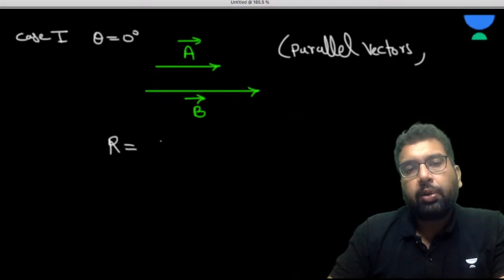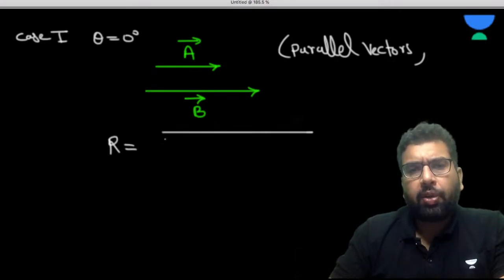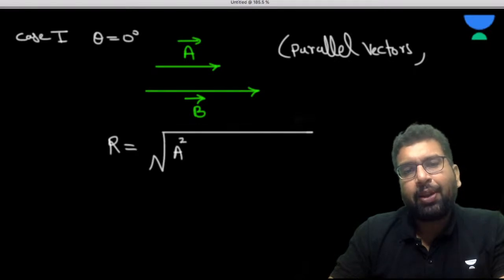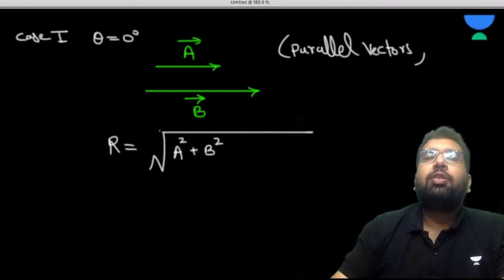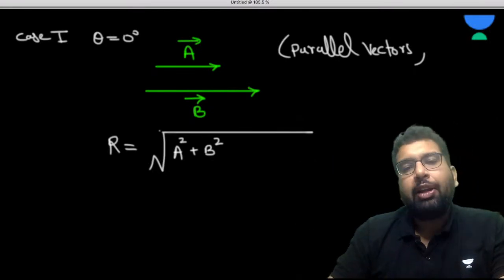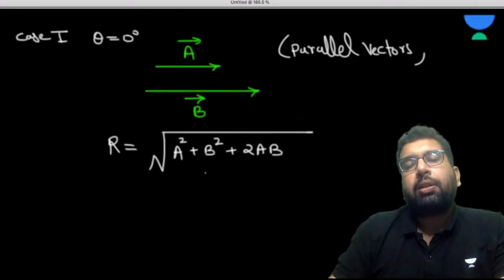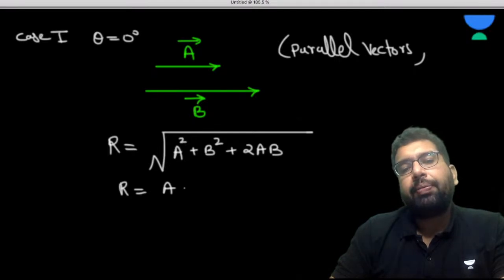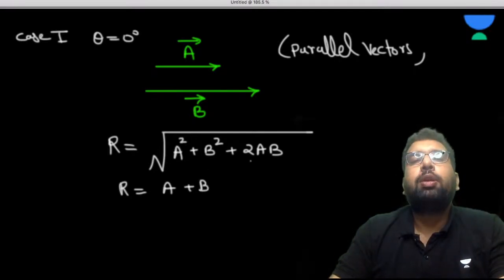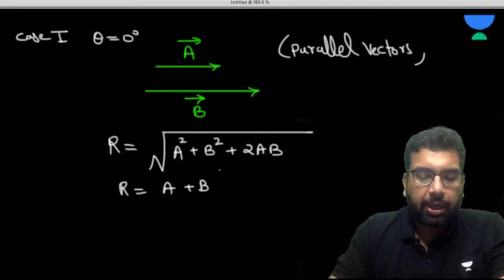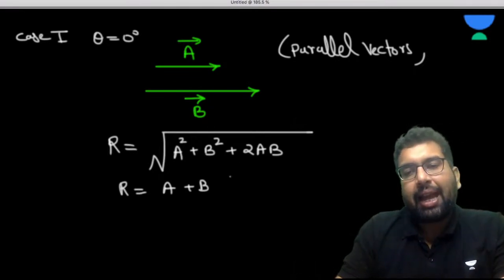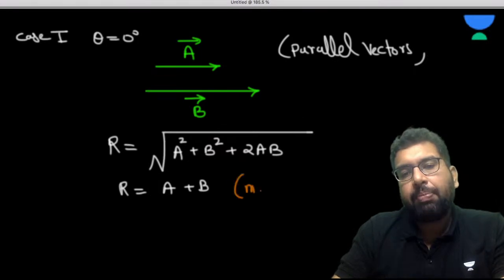Sir, it is going to be root over. We are going to use the formula, although it is very clear from here: two vectors in the same direction will obviously be added. So it will be root of A square plus B square plus 2AB cos theta. Cos 0 is 1, so it will become A square plus B square plus 2AB. So R is going to become root of A plus B whole square, so it is going to become A plus B.